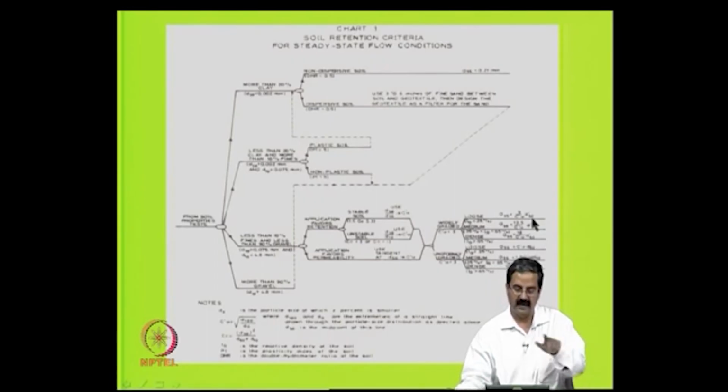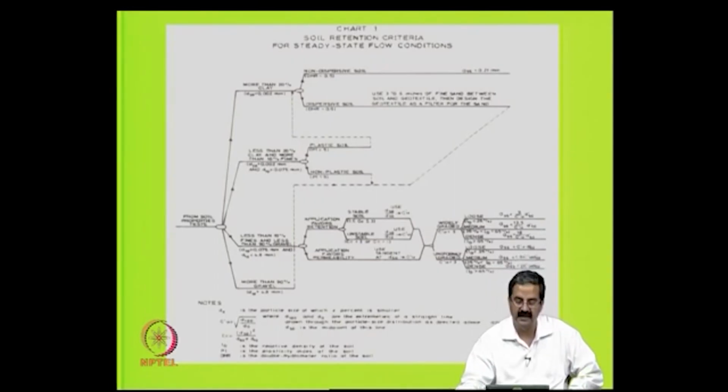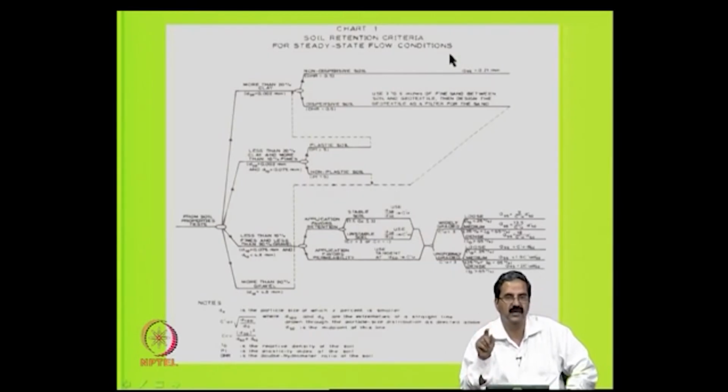Actually, the whole exercise here is to calculate the O90 size of the material. What is this? It is actually a retention criteria, a soil retention criteria for steady state conditions. Okay, there are two types of conditions. One is a steady state condition, the other one is a dynamic condition. In both cases, it should be possible for us to find out what is a steady state condition and what is a dynamic condition.